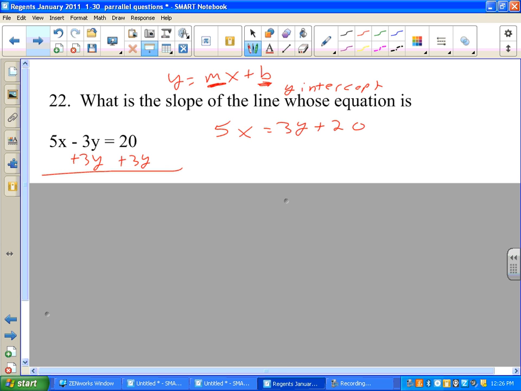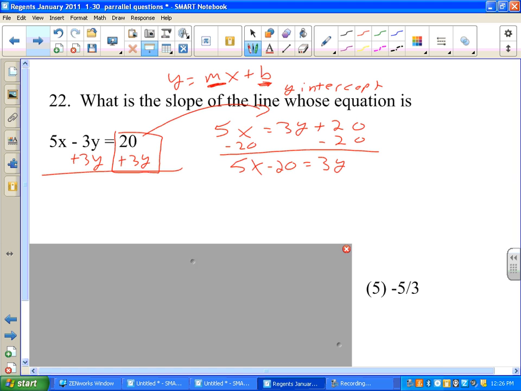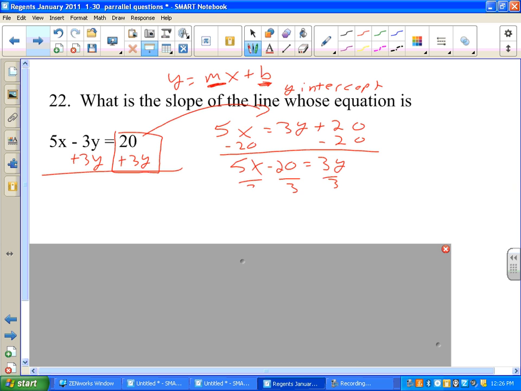Remember, you can't add 20 and 3y together, so you just write 20 plus 3y or 3y plus 20. Now I'm going to subtract the 20 from both sides, and I get 5x minus 20 equals 3y. Dividing everything by 3, I don't care what the 20 divided by 3 is, but what I do care about is the 5/3. This just becomes a y.